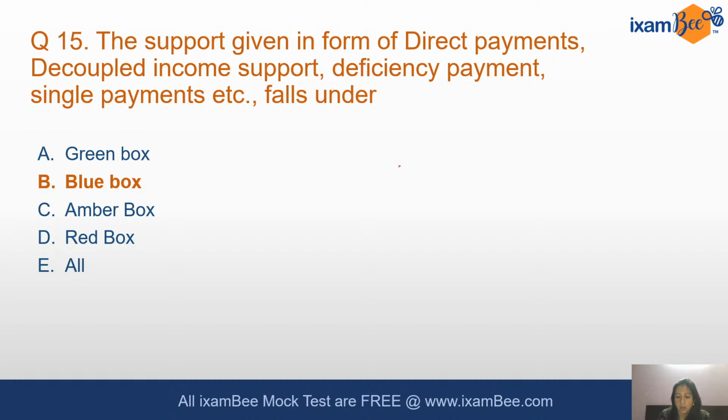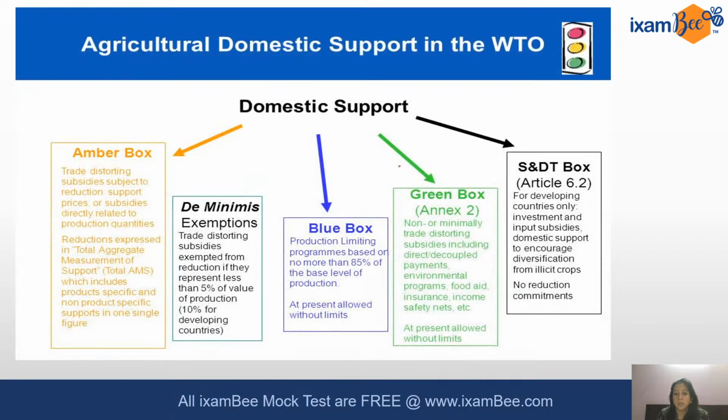Okay, so these actually are the boxes. So in blue box, production limiting programs actually are there. And when we talk about green box, these are actually the minimum trade distorting subsidies. And there is an amber box, that is red box. So these are the trade distorting subsidies. Okay, so when we talk about WTO, this is quite important, that what types of boxes are there and what subsidies fall under what.